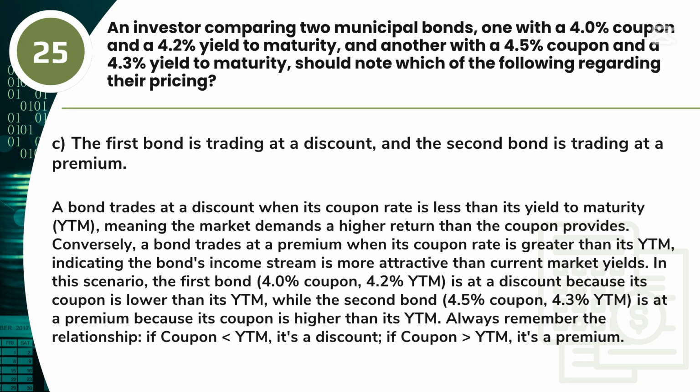In this scenario, the first bond, 4% coupon, 4.2% YTM, is at a discount because its coupon is lower than its YTM, while the second bond, 4.5% coupon, 4.3% YTM, is at a premium because its coupon is higher than its YTM. Always remember the relationship: if coupon is less than YTM, it's a discount; if coupon is greater than YTM, it's a premium.